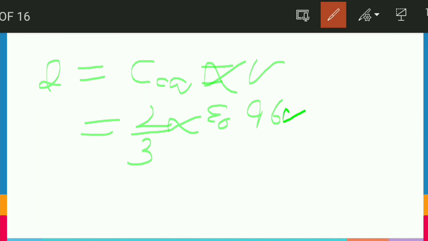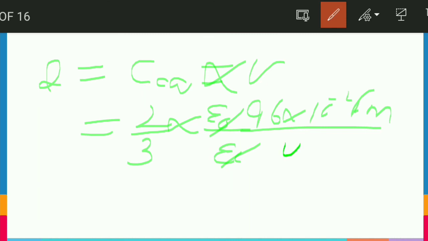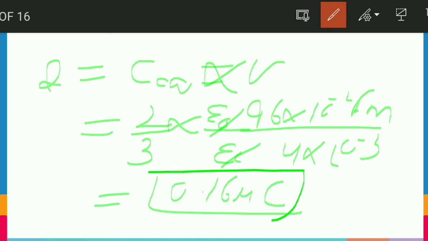96 into 10 to the power minus 12 farad meter upon epsilon naught. So epsilon naught will get cancelled out, and A by D was 4 into 10 to the power minus 3. So friends, solving it comes to 0.16 micro coulomb. So friends, this is our answer.